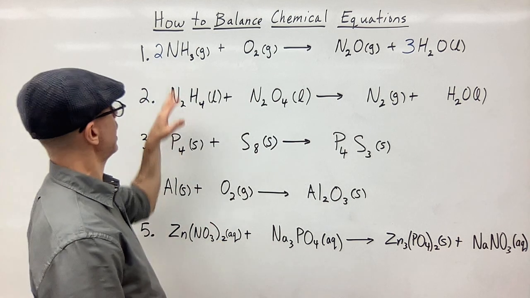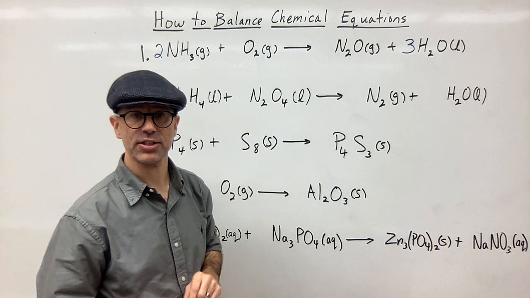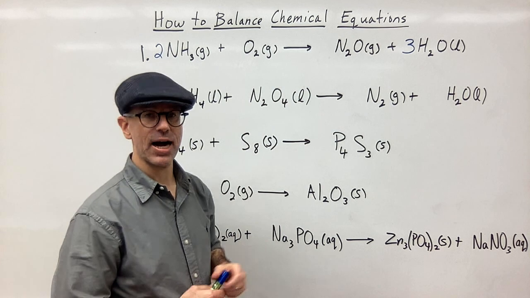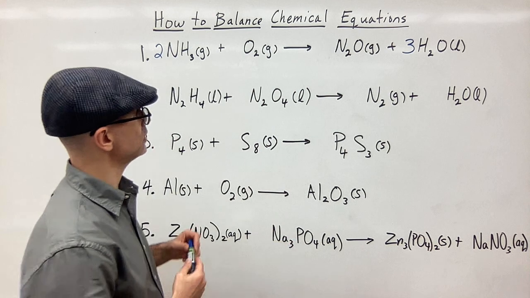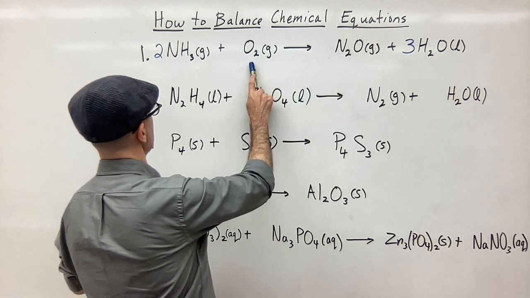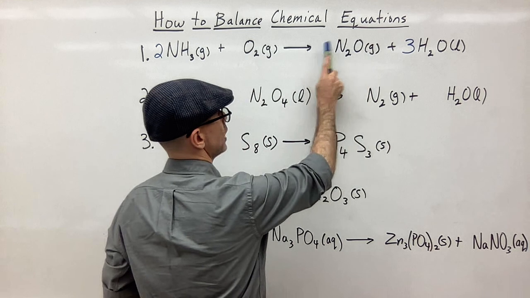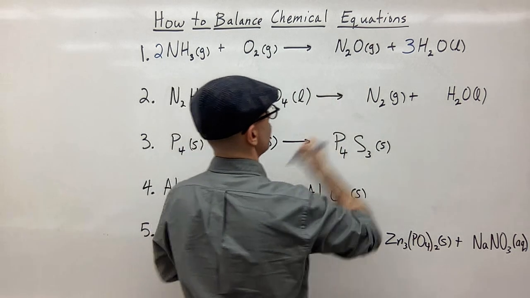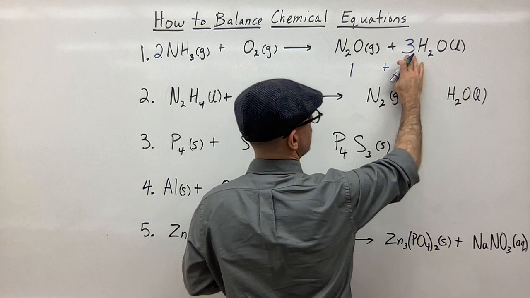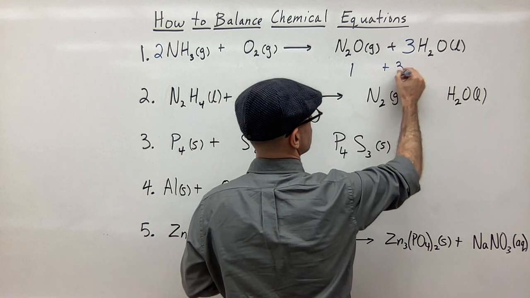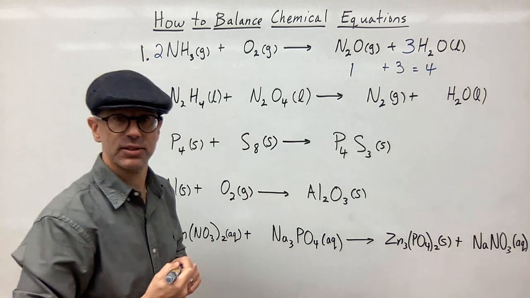And you'll notice that my nitrogens are still balanced. So nothing's changed there. Now I have oxygen, that's last. So now I need to balance the oxygens. So here I have 2 oxygens. And here I have 1 oxygen. 1 times 1 is 1. So I have 1 here, plus, and here I have 3 times 1 is 3. So I add that together and I get a total of 4 oxygens.